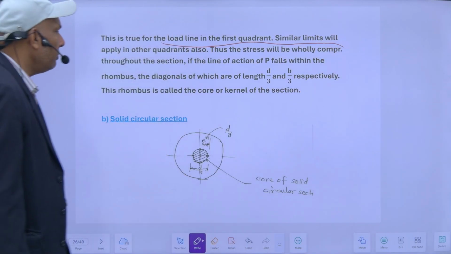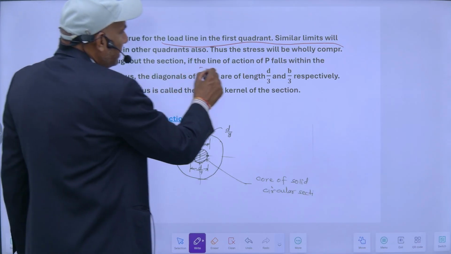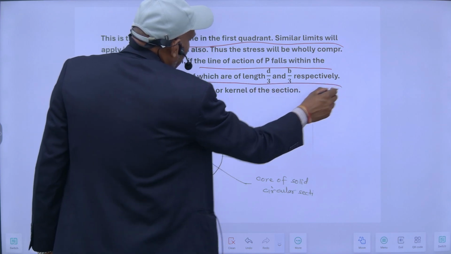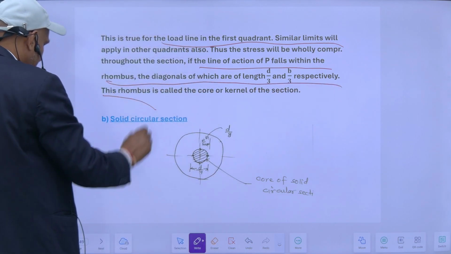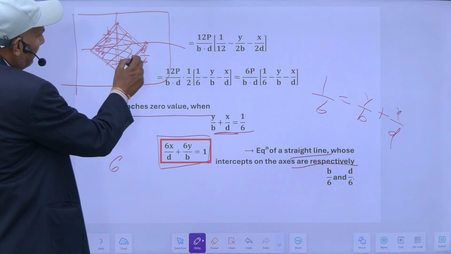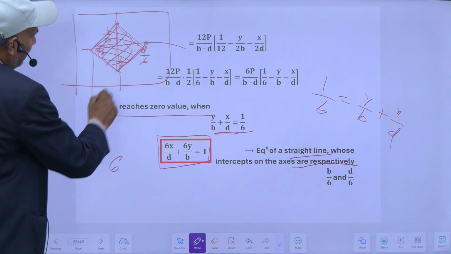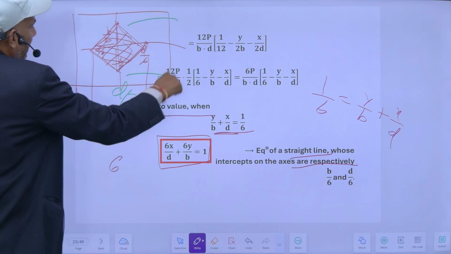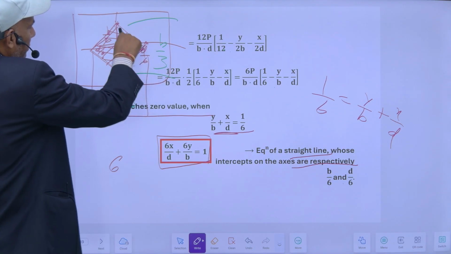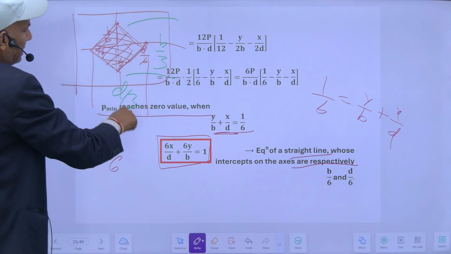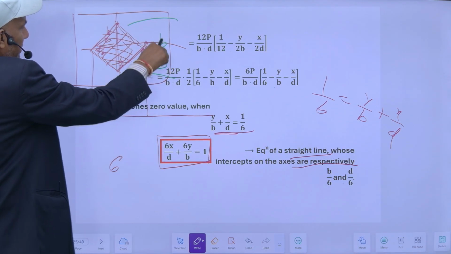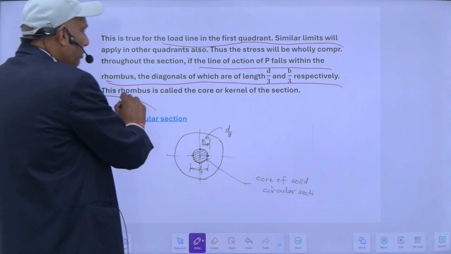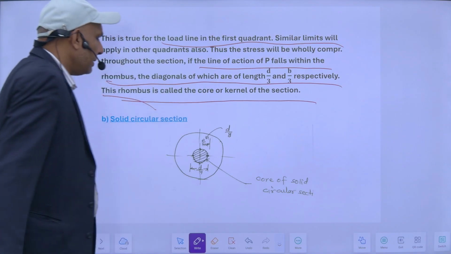The stress will be wholly compressive throughout the section if the line of action of P falls within the rhombus, the diagonals of which are of length b by 3 and d by 3. So its dimension will obviously be d by 3 total, and b by 3. When I sum both, d by 6 plus d by 6 is d by 3, and b by 6 plus b by 6 is b by 3. So this is called the rhombus or core or kernel of the section.